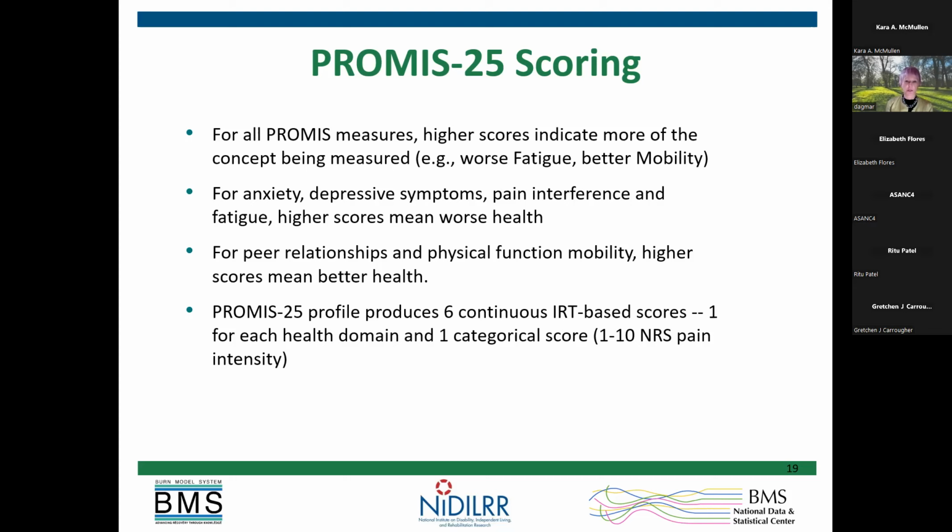The PROMIS 25 profile produces 6 continuous IRT-based scores because it includes 6 short forms of 6 item banks, 4 items each, plus 1 item that provides a categorical score, that is, 1 to 10 pain intensity.